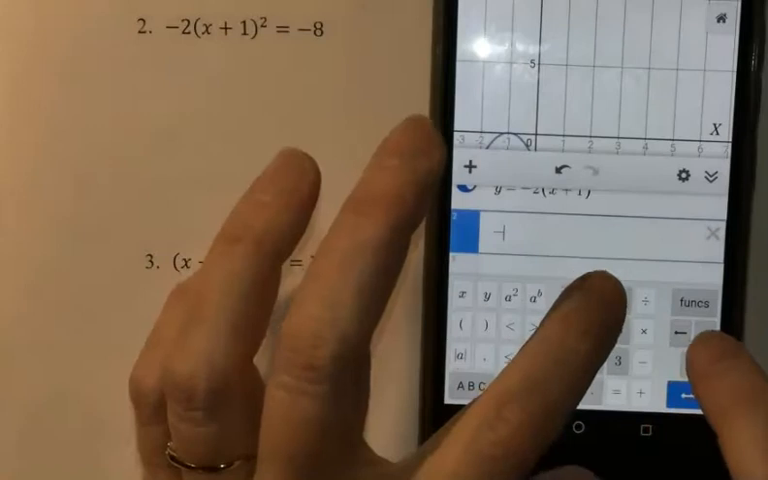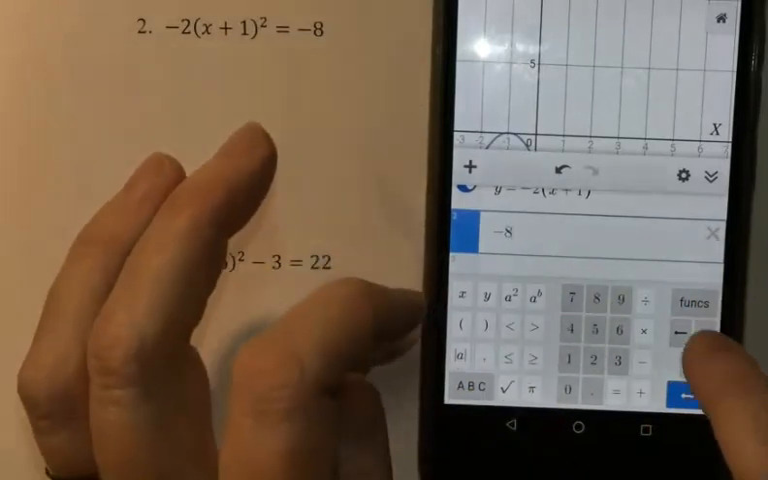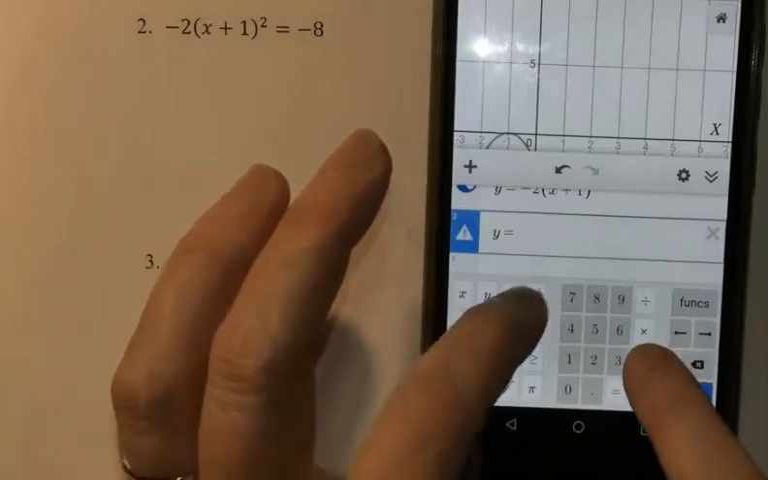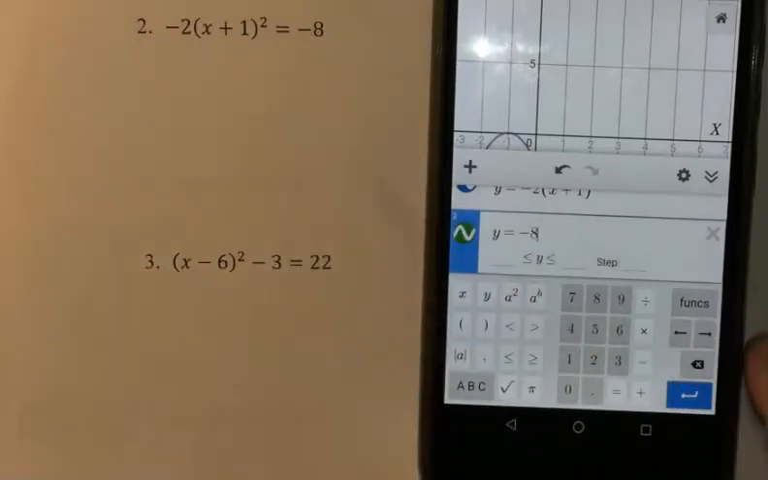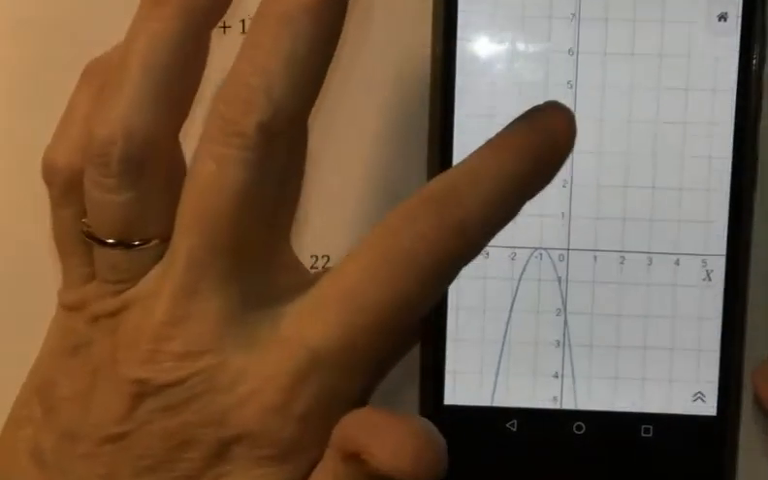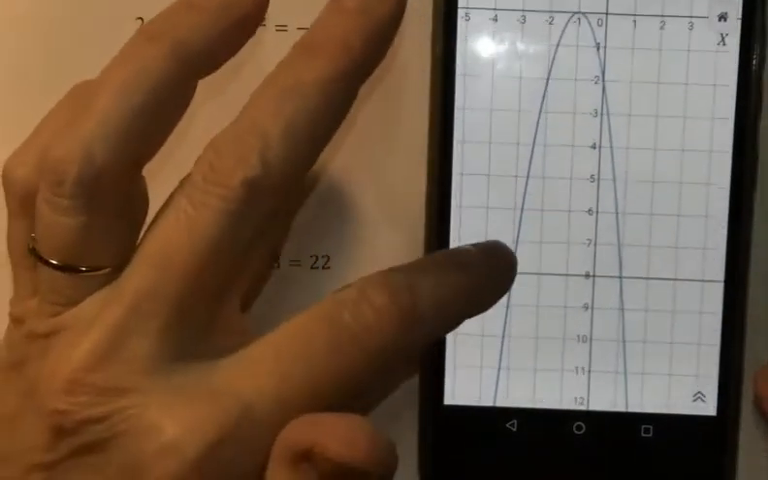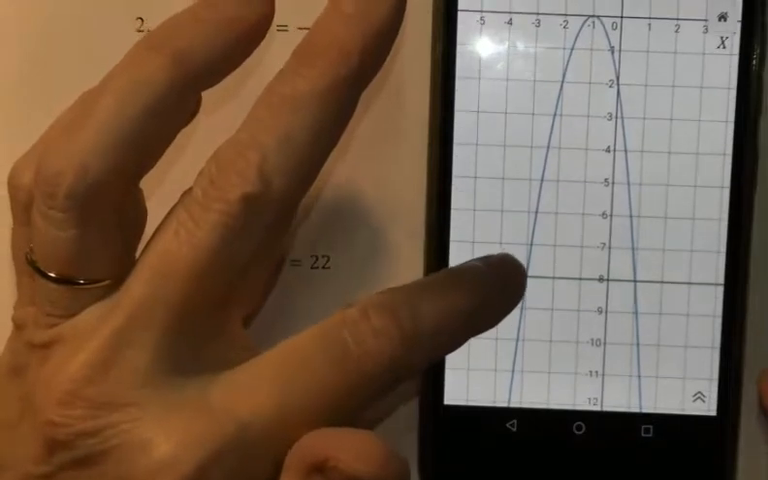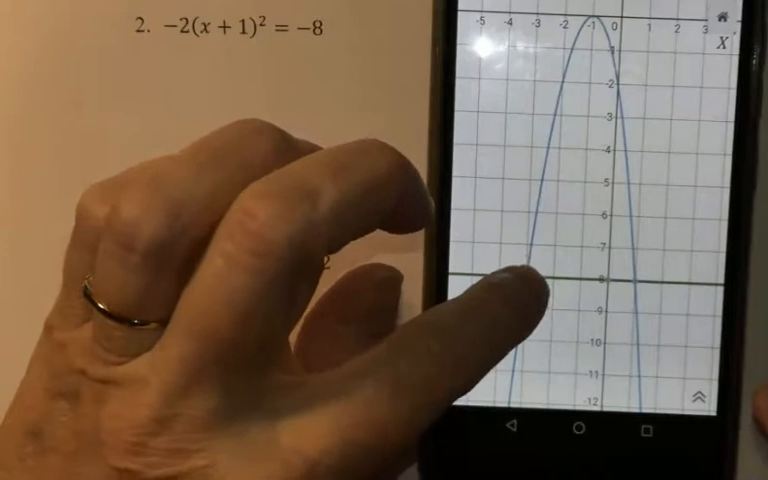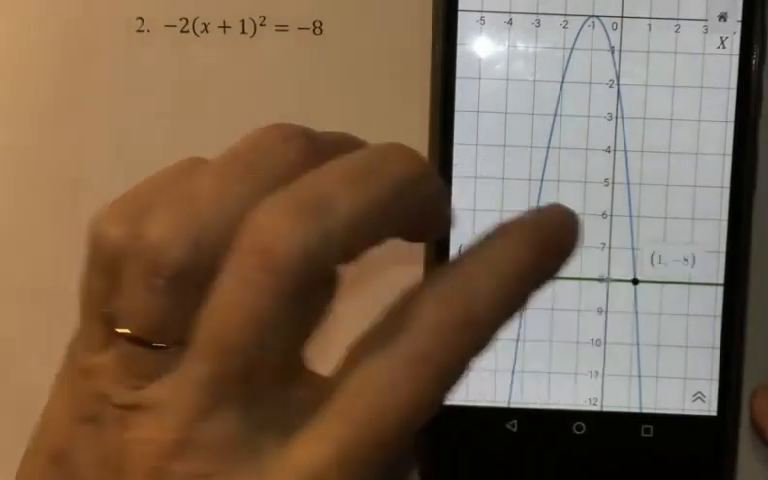So I'm going to put y equals negative 8. All right. So now if I'll close this, I can see what I've got, and you'll have to scroll way down to see your two graphs. So I have a parabola and I have a horizontal line, and the points of intersection are the ones I want to pay attention to.